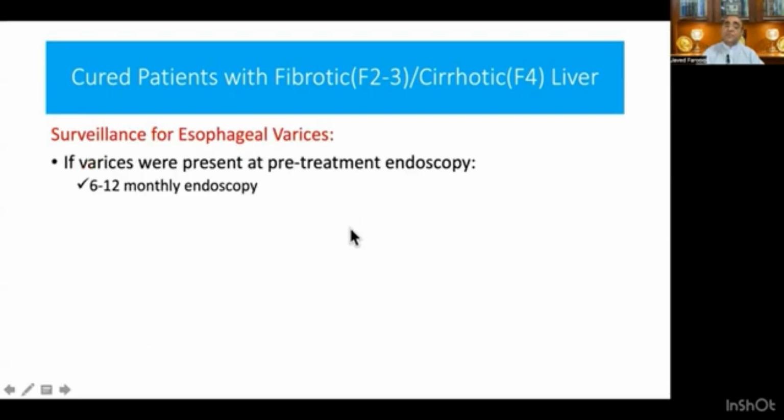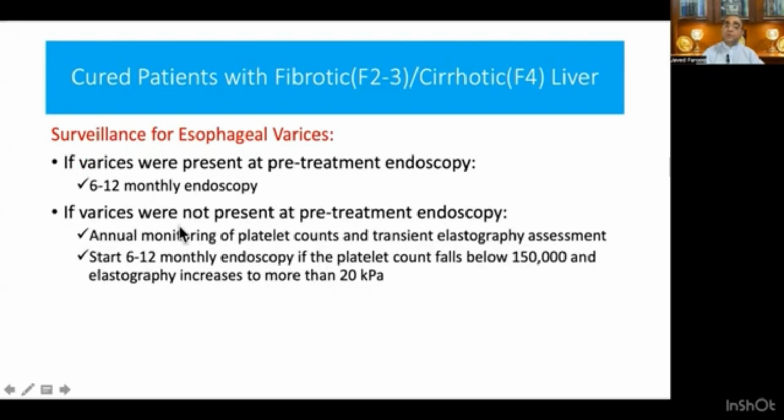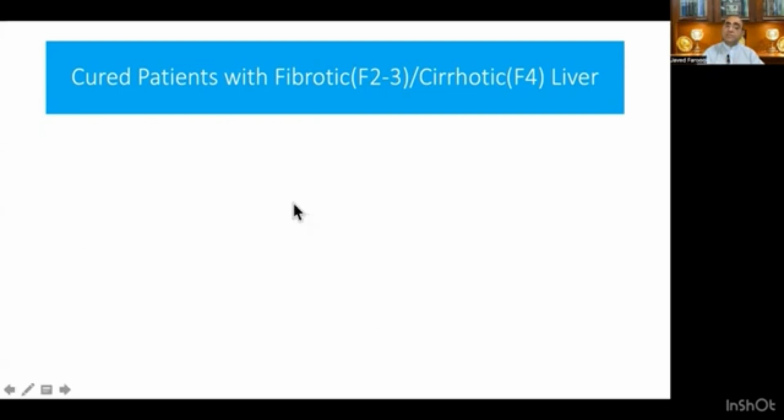Surveillance for esophageal varices. If varices were present at pre-treatment endoscopy, then 6 to 12 monthly endoscopy is important. But if the varices were not present at pre-treatment endoscopy, then annual monitoring of platelet counts and transient elastography assessment is sufficient, and start 6 to 12 monthly endoscopy if the platelet count falls below 150,000 or if the elastography increases to more than 20 kilopascals. So this is how we follow up these patients for surveillance of the esophageal varices.